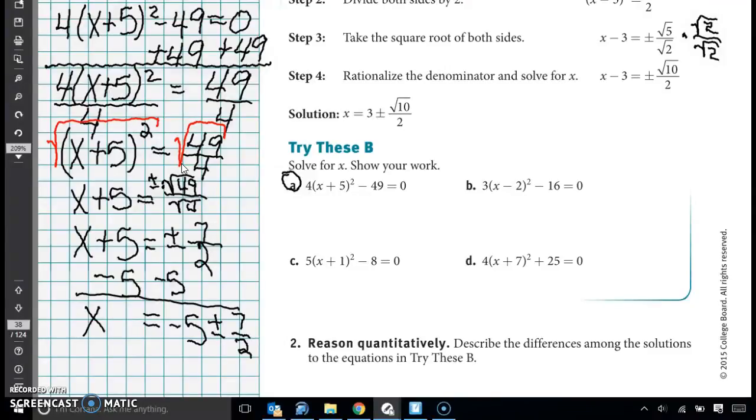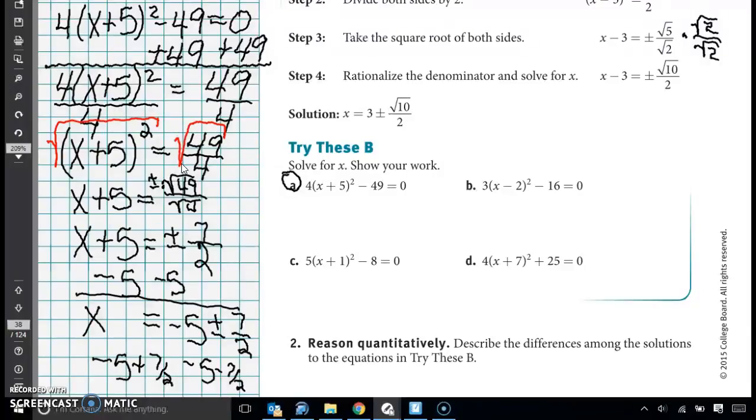So, how could we check our work? We could take negative 5 plus 7 over 2, and negative 5 minus 7 over 2. Those are just 2 numbers, and then plug them in for x. When we take 4 times whatever that equals, squared, minus 49, it should equal 0. You didn't have to multiply by 4? No, because the square root of 4 is 2.